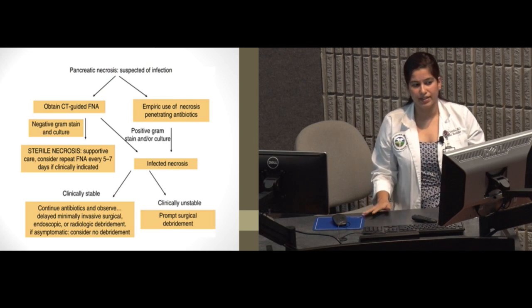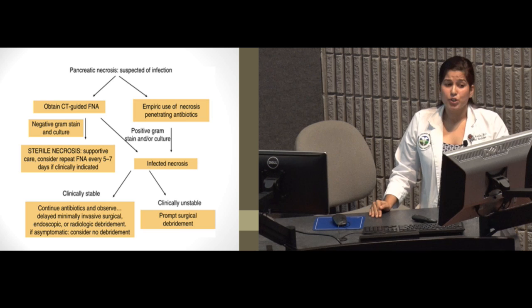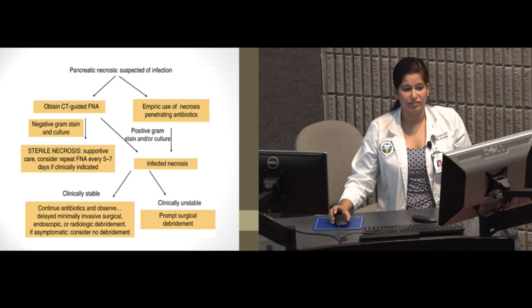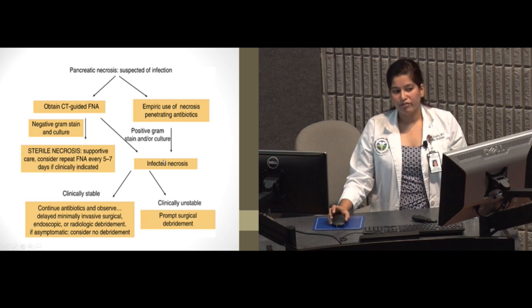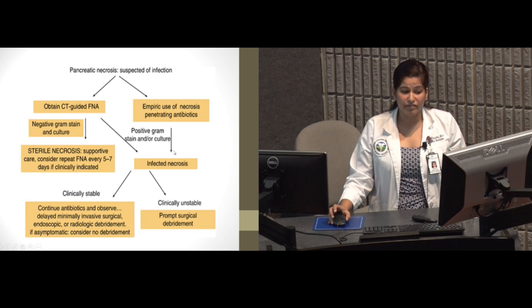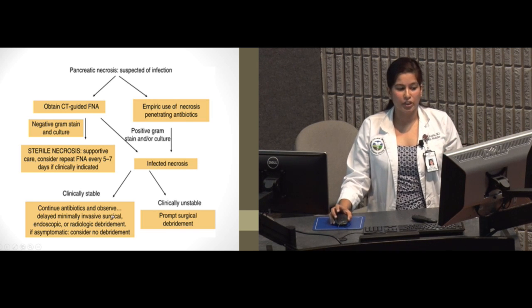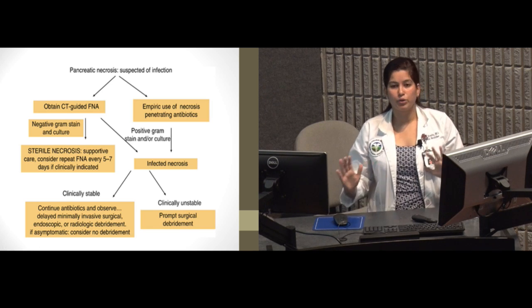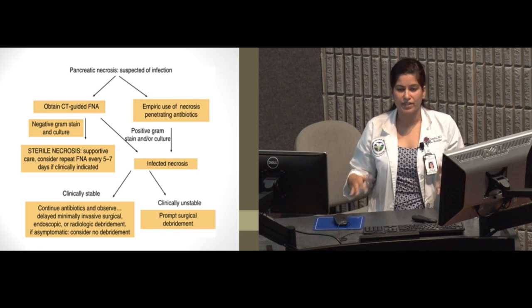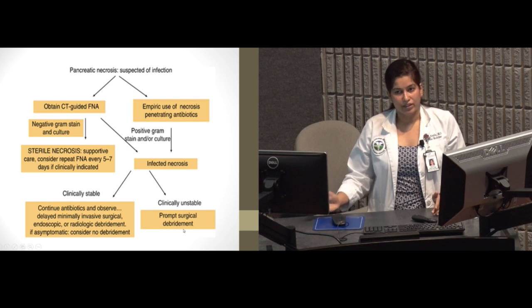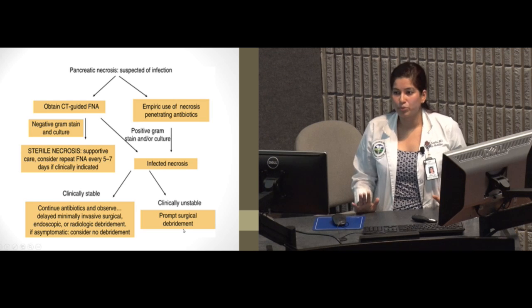So I'll just revise this real quick. Basically, if you're suspecting necrosis, obtain a CT-guided FNA, and if the culture is positive, it's infected, or if you think the patient is really sick, collect blood cultures, and if you think it's infected, in a clinically stable patient, you observe, it's more of a conservative management. You keep monitoring them closely with CTs and everything. But if the patient is unstable, please get surgery stat to come and do the debridement.